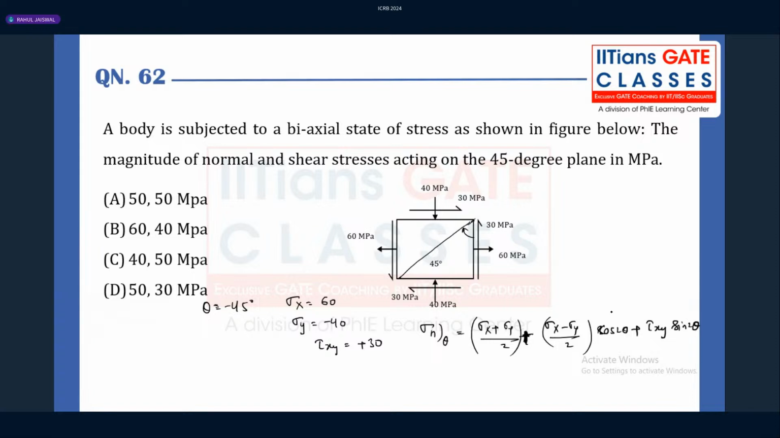Now, if you try to put into the formula and calculate it, guys, sigma x is 60 minus 40 by 2, plus 60 minus minus will become plus. And what is the cos? Cos 90 will be 0. Tau xy sin 90 will be 1. What is sigma theta? 60 minus 40, that is 20. 20 by 2, 10, plus 30, which is 40 megapascal.